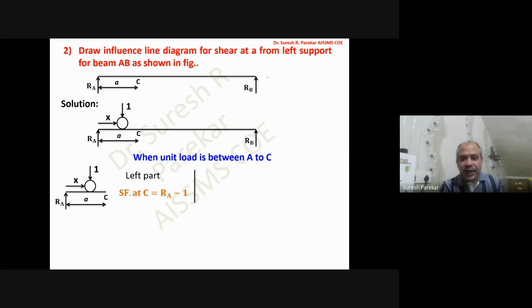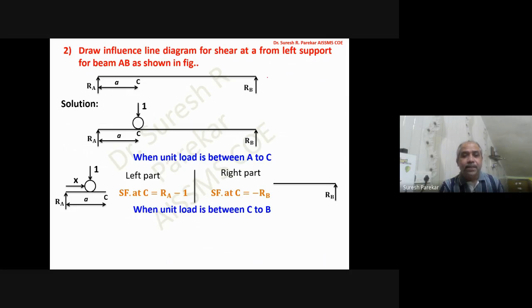If I consider the right part, that is CB, we do not have any load on the right part. We have RB, but RB is upward and it is in the right part, so my shear force is minus RB. So when my unit load is between A to C, I can consider the shear force at C as RA minus 1, or I can consider the shear force at C as minus RB. Now if my unit load is beyond C, that is between C to B, then what will be my equations?